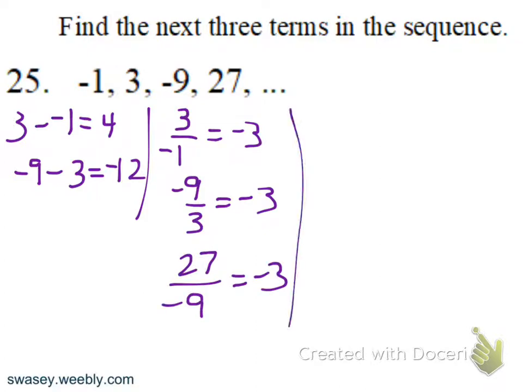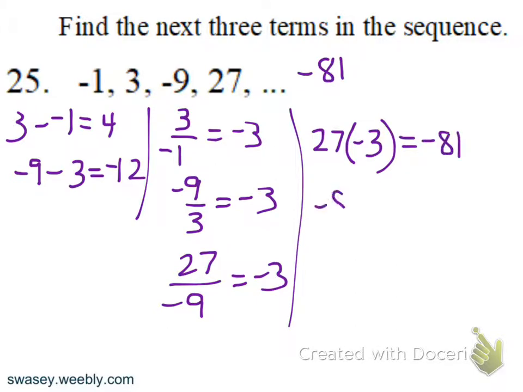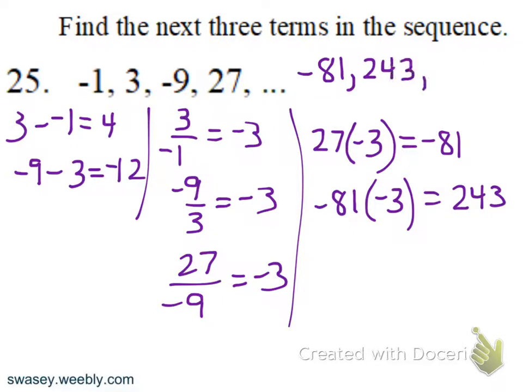To find the next term, we'll take 27 and multiply it by negative 3. That gives us negative 81. Then we'll do negative 81 times negative 3. We get positive 243. And do 243 times negative 3. We get negative 729.